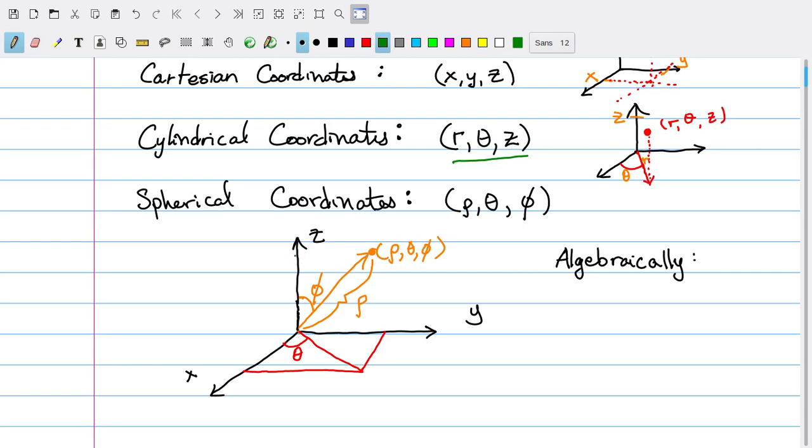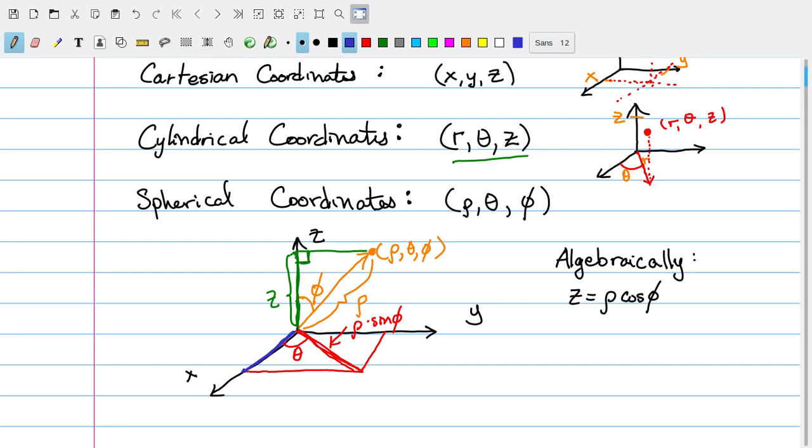Algebraically, I can see that the z value of this point is given by the right triangle that I can form. So this is the corresponding z value. And if I think a little bit about my trigonometry, this means that z is given by rho times cosine of phi. The projection into the xy plane is a vector in the xy plane whose length here is given by the other side of that triangle. So we know that that's going to be rho times sine of phi. So that's the hypotenuse of the corresponding right triangle in the xy plane.